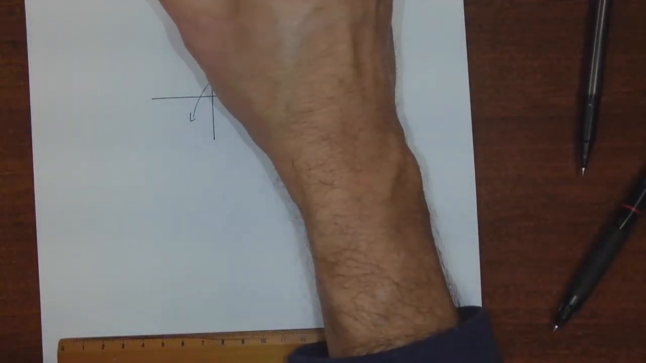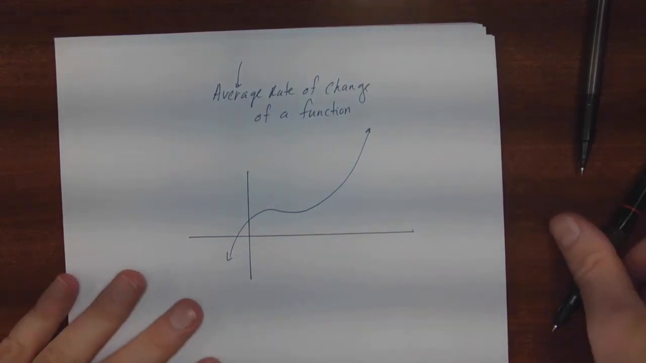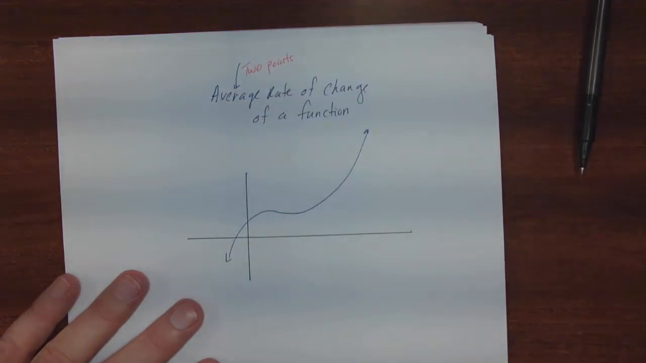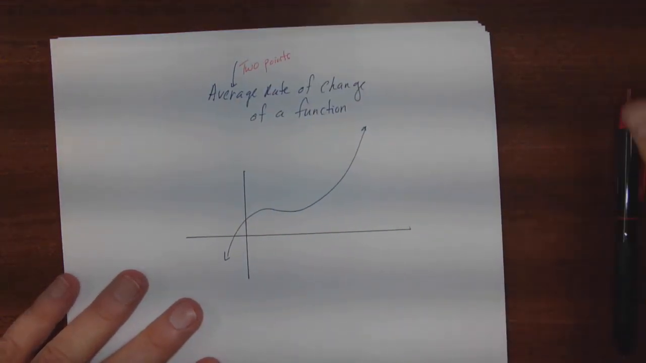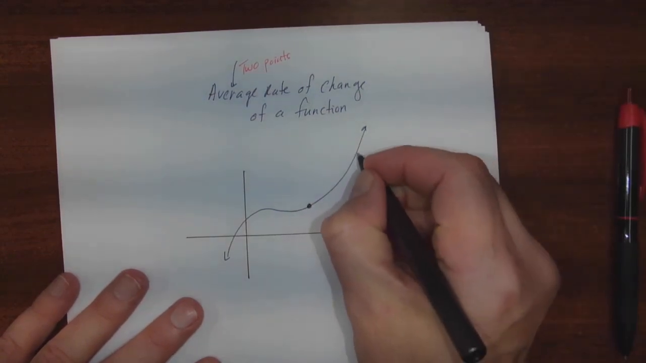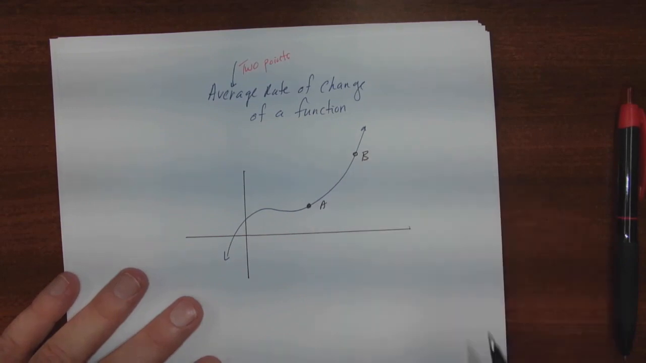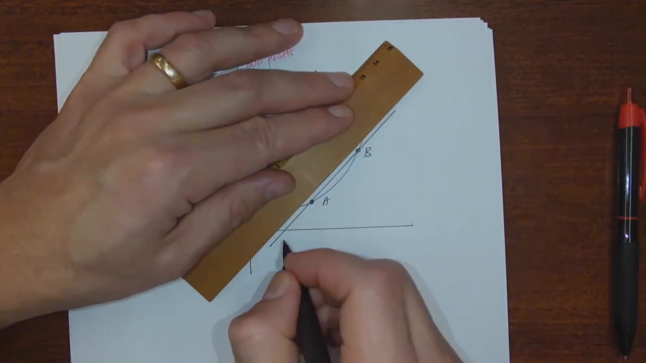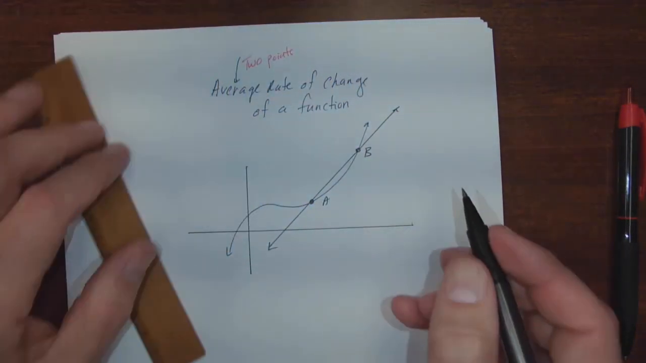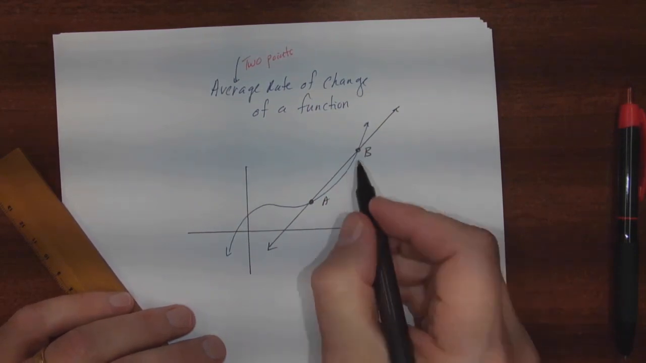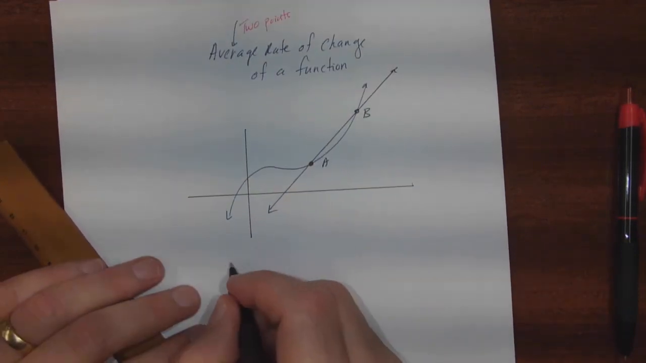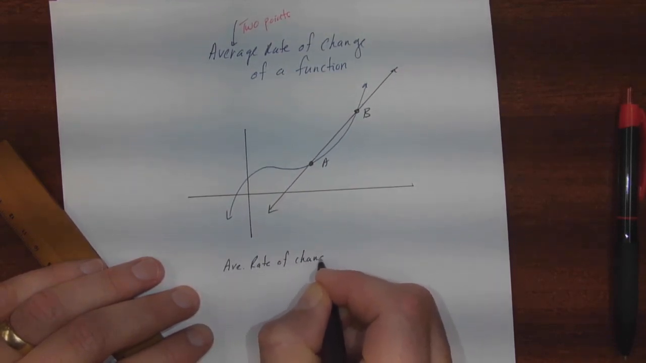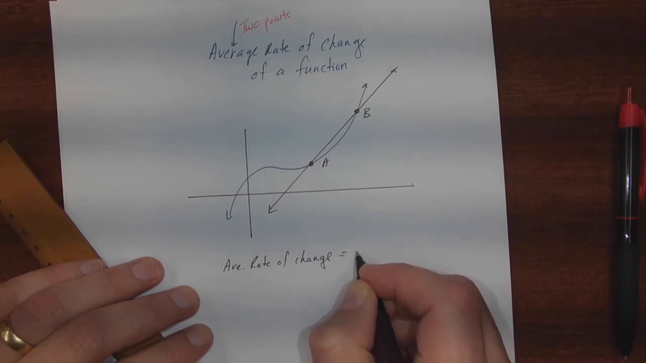Now, when we say average, you have to remember that we're talking about 2 points. This is going to be the average between 2 points. So we're going to pick 2 points on this curve. We'll call it A and B. And we're going to want to determine the average rate of change between those 2 points. Well, guess what that is, guys? That's slope. The average rate of change is defined as the slope of the secant.